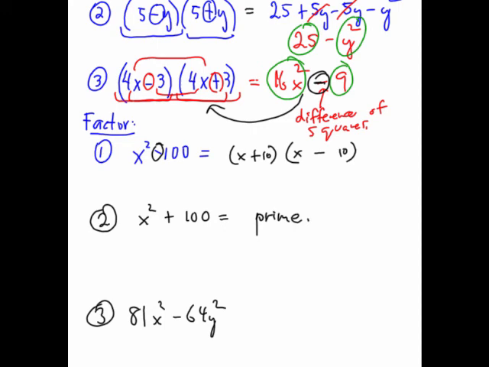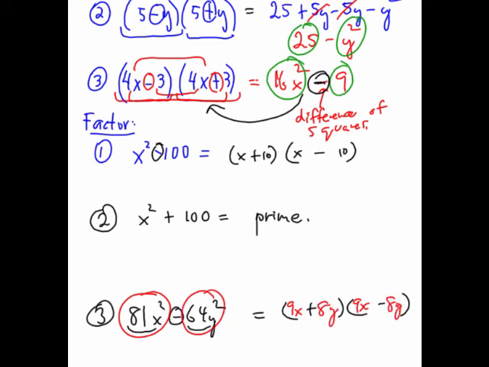Finally, a more complicated situation. Again, we have a subtraction of two perfect squares. So the pattern will be something plus, something minus. The square root of this is 9x. The square root of that is 8y. And so my polynomial is factored.